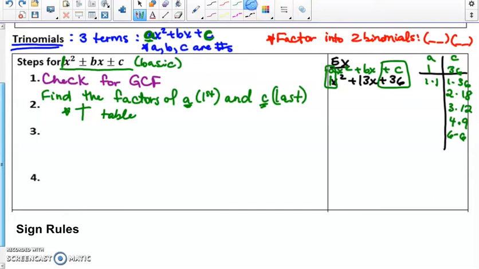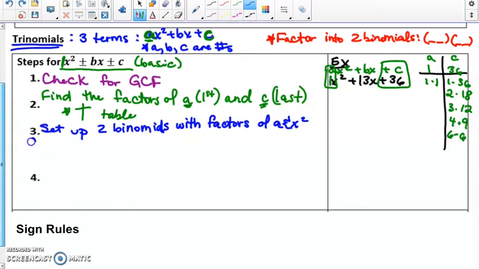Okay. Now, step 3. We have our factors of A and C. This is where we have to pay super close attention. So we're going to go ahead and set up the two binomials. We already said it factors into two binomials, so we're going to set those up. Oh, there we go. My A and my L kind of joined together there. So two binomials with factors of A and the x squared, first in each.